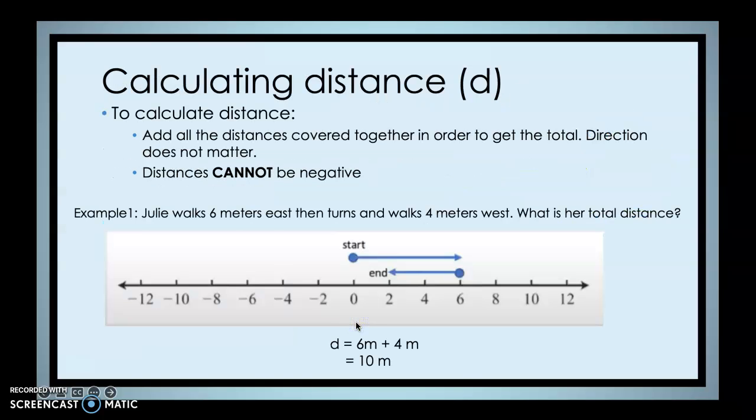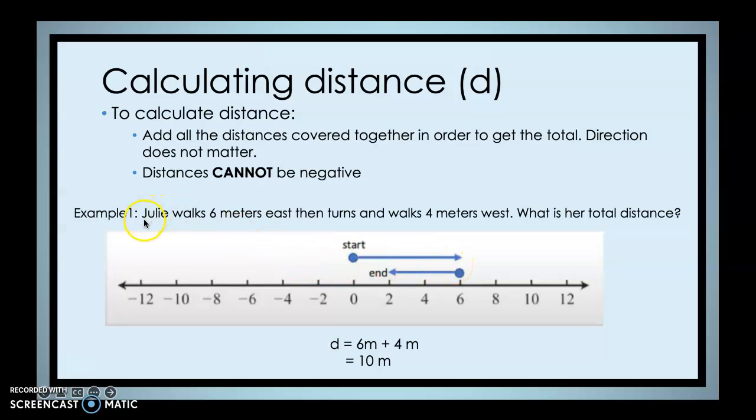So let's do a little bit of practice here with calculating distance. To calculate distance, it's probably the easiest. All we have to do is just add all of the distances covered together and get that total. Direction doesn't matter. So because direction doesn't matter and because we're just adding those distances together, the distance cannot be a negative number. It will never be a negative number.